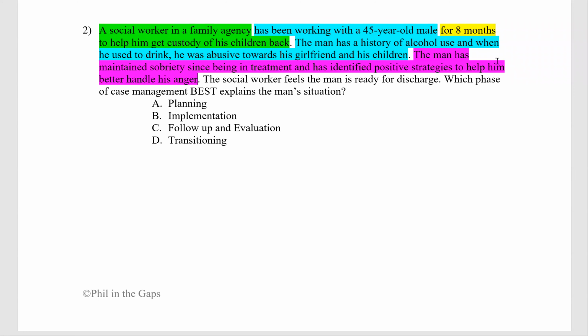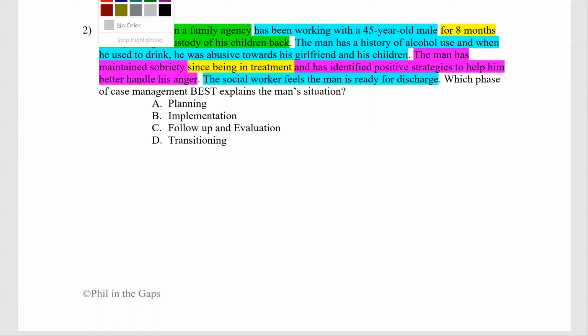So, the past 8 months, that's why the length of time is important, because it paints the picture. Since being in treatment is going to be the specifier of his sobriety. And the social worker feels the man is ready for discharge. So, we only feel he's ready. We haven't really discussed it with our client. So, keep that in mind as we break down each phase and compare it back to the question to see what we're looking at in particular.